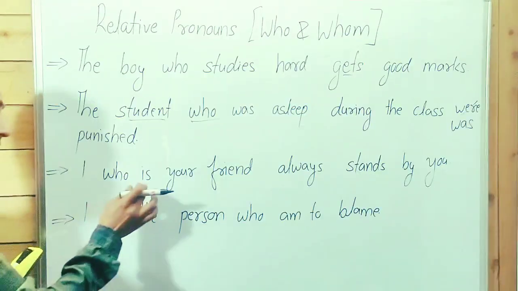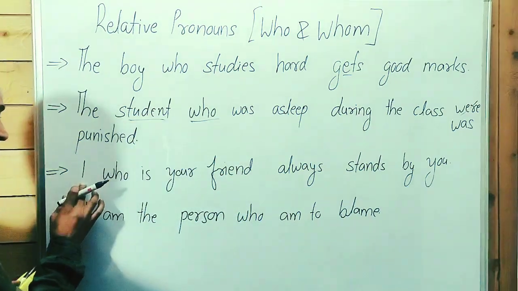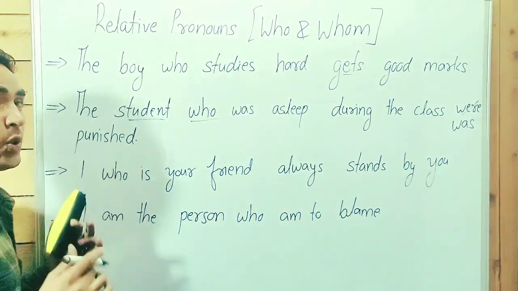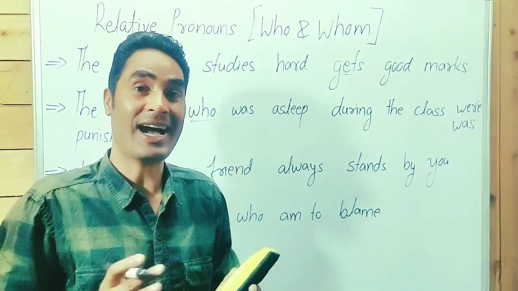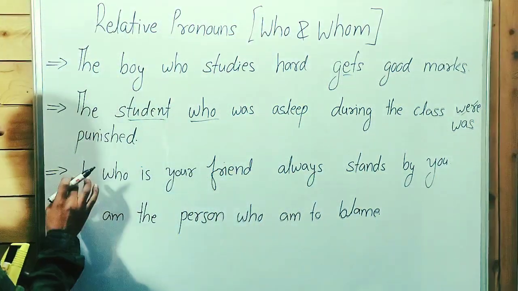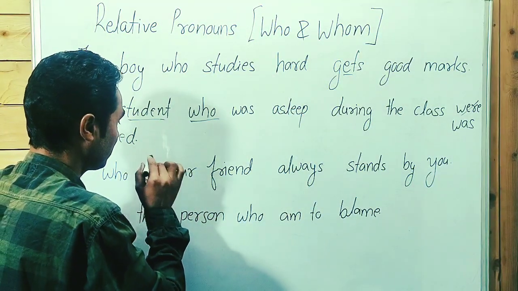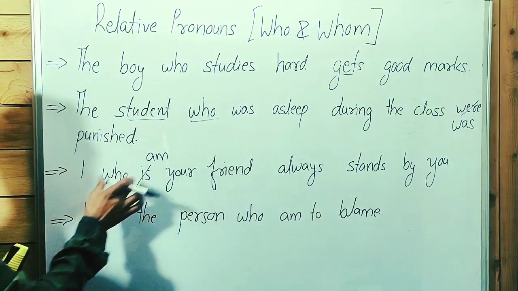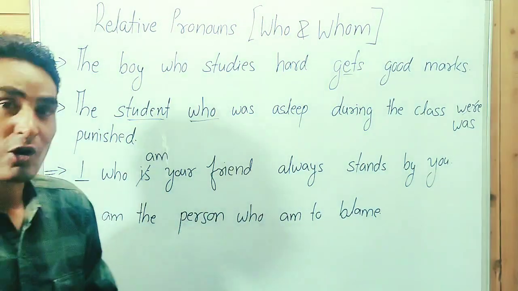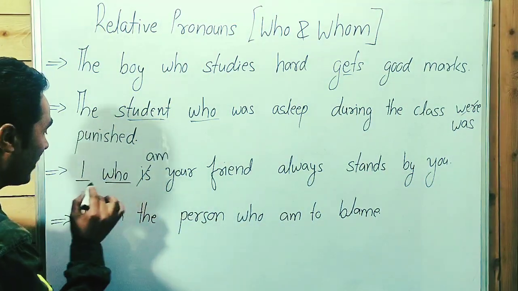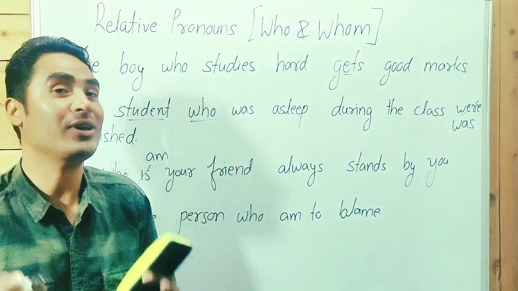I, who is your friend, always stands by you. With I we use am: I am, not I is. He is, she is, I am, you are. I hope you know about it. So we have to say "I, who am". The verb is written according to the antecedent. Who is a relative pronoun, and the antecedent is I over here. I who am your friend, not I who is your friend.